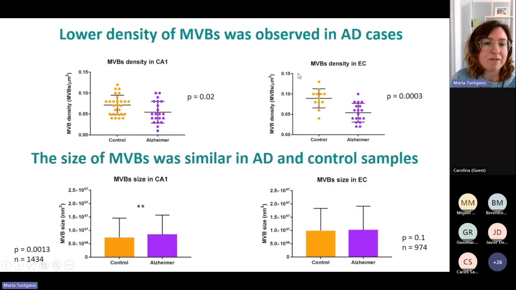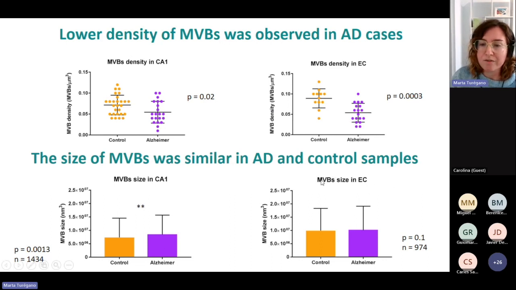So these are the first results that we have. They are preliminary, but we can see some trends. We can see that the density of multivesicular bodies is decreased in Alzheimer samples. This result is more extreme in entorhinal cortex. Then we measured the size of MVBs, and we found that it was very similar in Alzheimer's disease and in control samples.